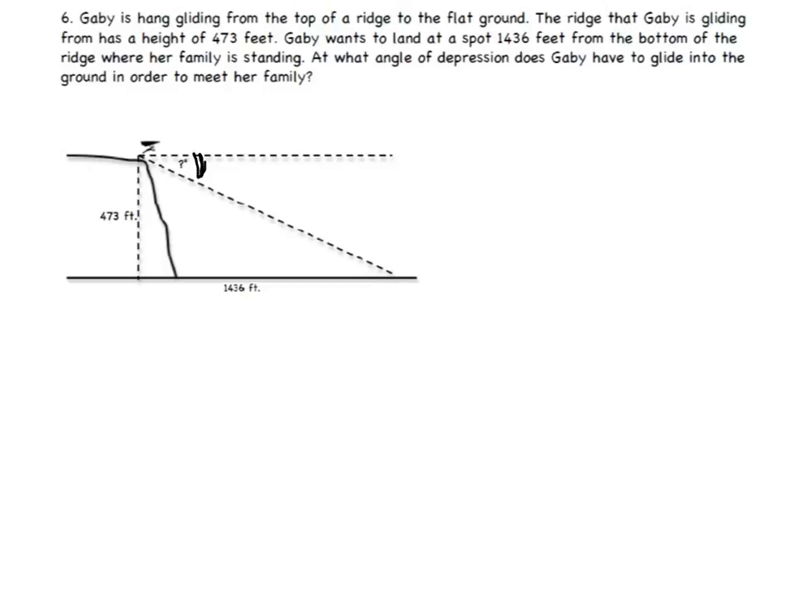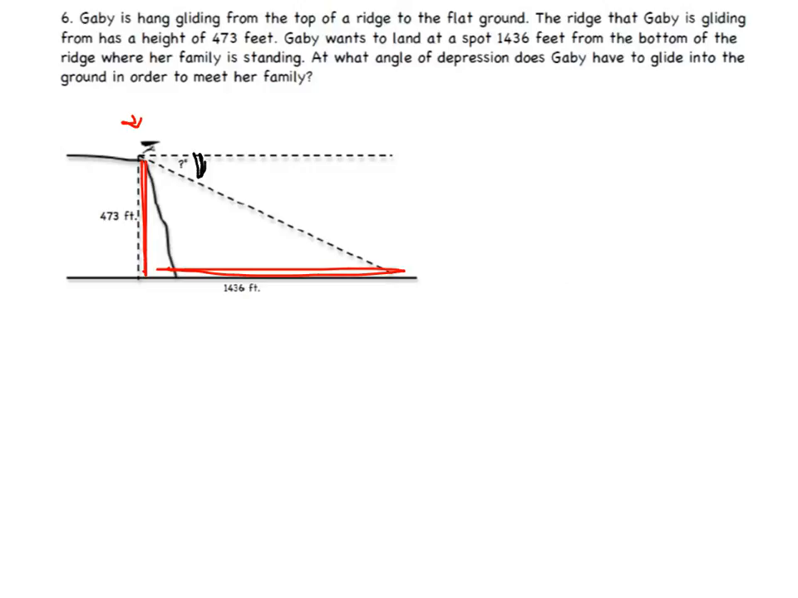So it says Gabby is hang gliding from the top of a ridge. Oh, there's Gabby right there. To the flat ground. The ridge that Gabby is gliding from has a height of 473 feet. Okay, so that's where that came from. Gabby wants to land at a spot 1,463 feet from the bottom of the ridge where her family is standing. So that's this here. Okay, I see where they did that. At what angle of depression does Gabby have to glide into the ground in order to meet her family?